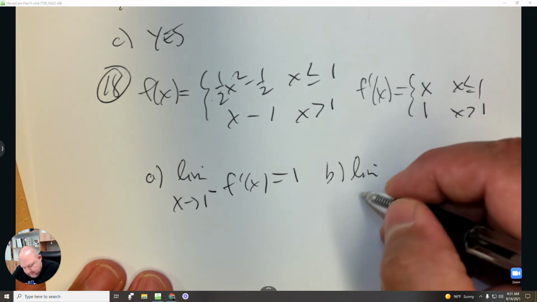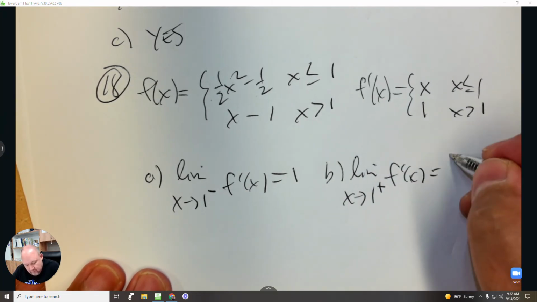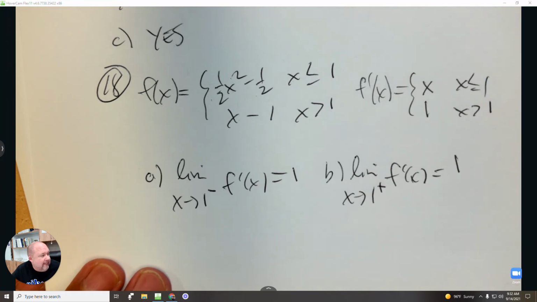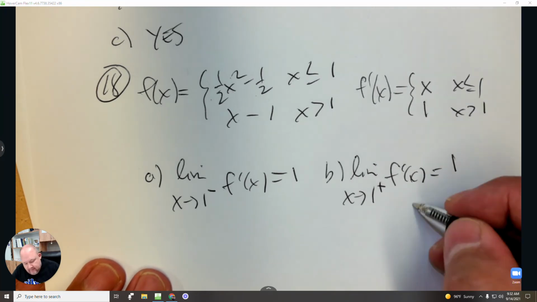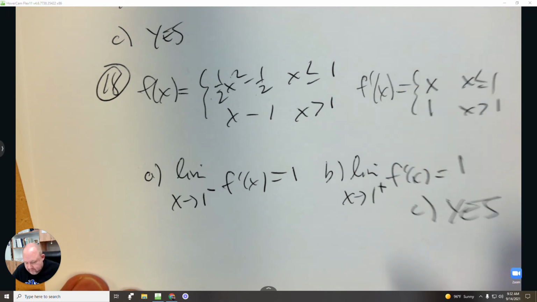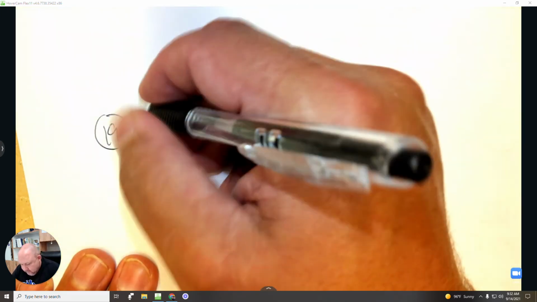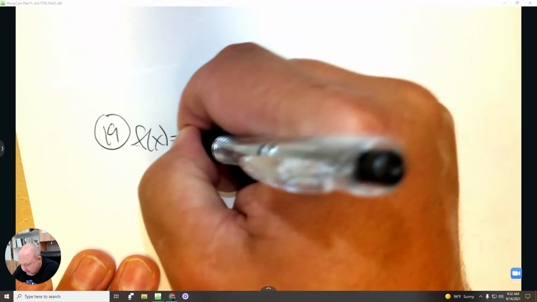B, the limit from the right, what's the derivative? Plug in, the answer is always 1. And then C, do they match? Is it differentiable there? And the answer is yes. Number 19. So right away I'm going to do the function and the derivative.